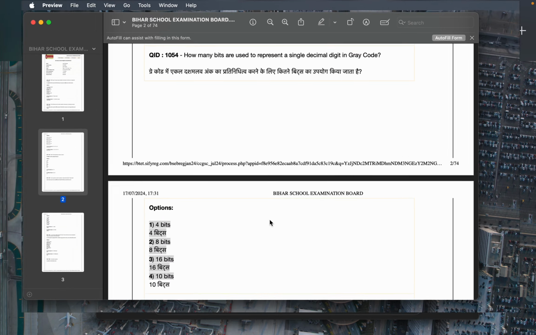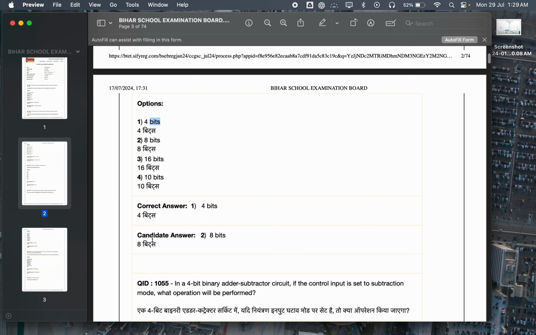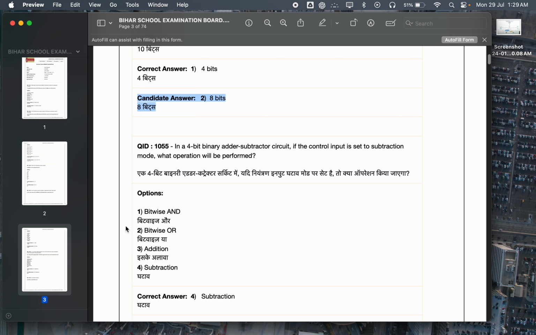Okay, so the answer has to be 4 bit. I had said it is 8 bit, but it has to be 4 bit. Okay, sorry, my fault.